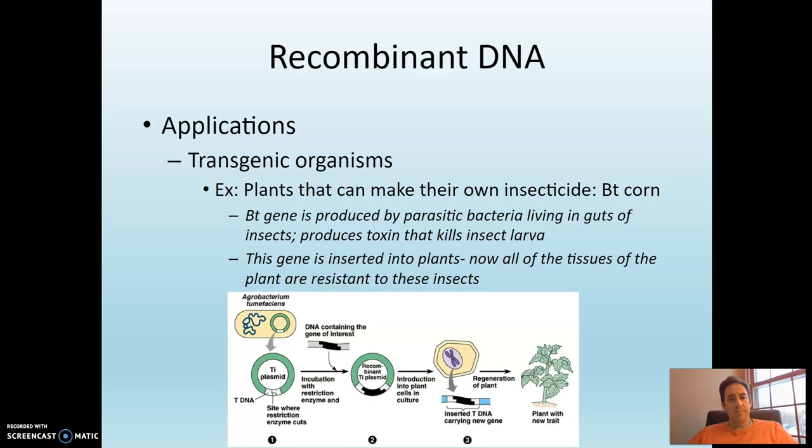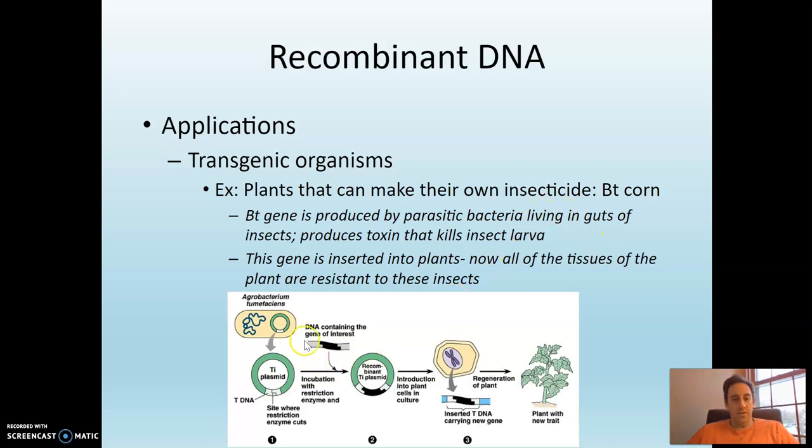Another transgenic organism, plants that make their own insecticide. BT corn is an example of this. Odds are good you've eaten plenty of BT corn in your life. The BT gene is produced by a parasitic bacteria that lives in the guts of insects, and it produces a toxin that actually kills the larva of those insects.